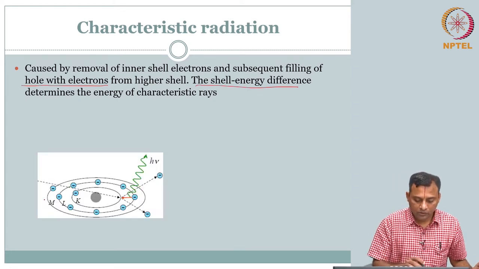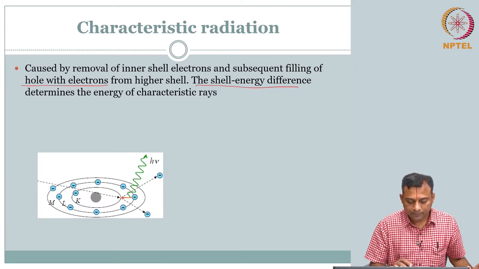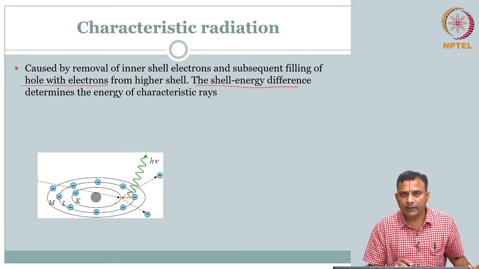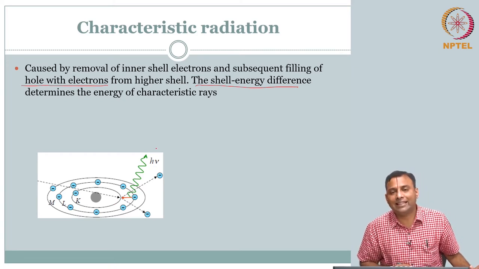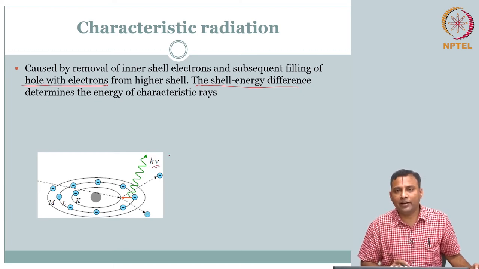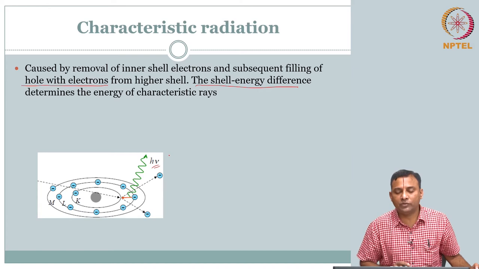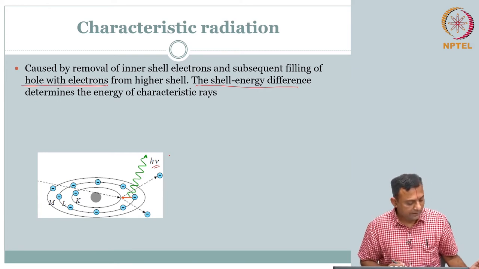Here, you have different shells K, L, M. You have a hole and there is a transition taking place to fill the hole, and in the process electromagnetic energy comes out as X radiation. Again, we'll see this again. Electromagnetic radiation, when the energy comes out as photons, the energy is hν. We'll define that.